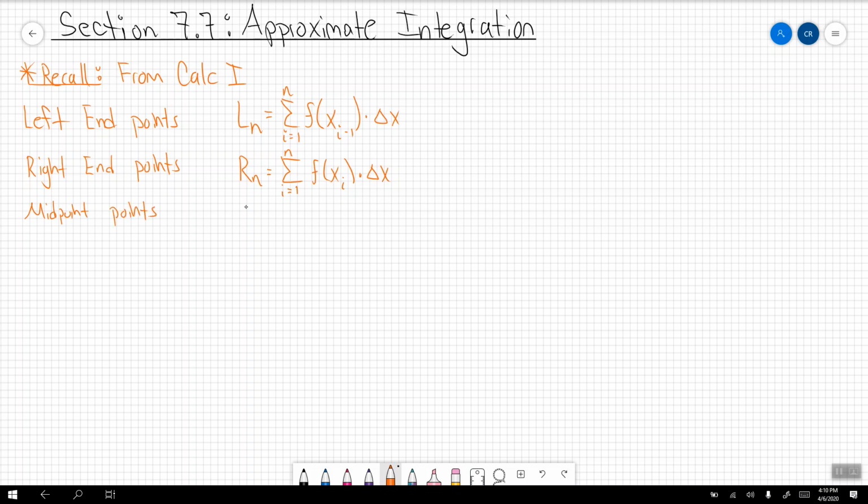And these midpoints were given by M sub n, which is the summation of i beginning at 1, and this is for all of your midpoints, for all the sample points, multiplied by delta x. All right, so again, these are all from Calc 1. These were all approximations for these integrals that we were working with.